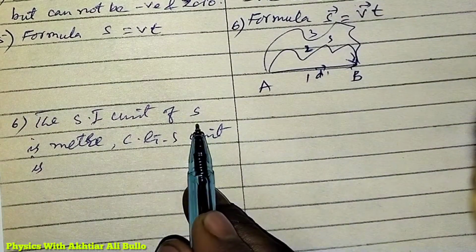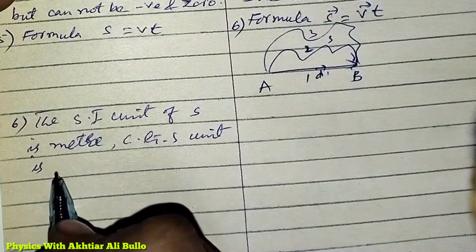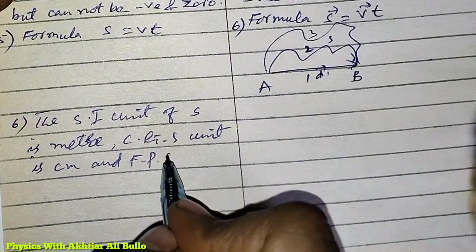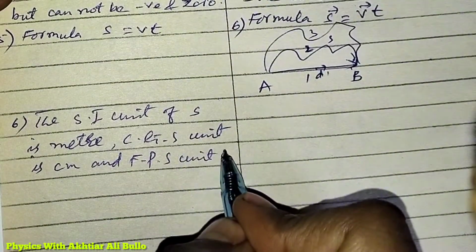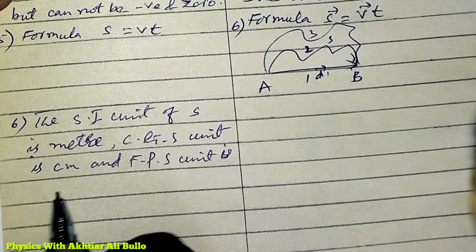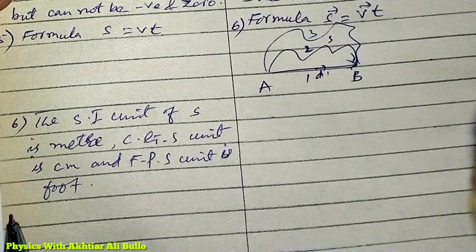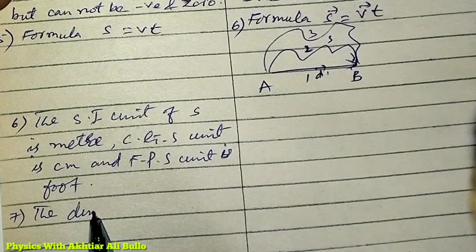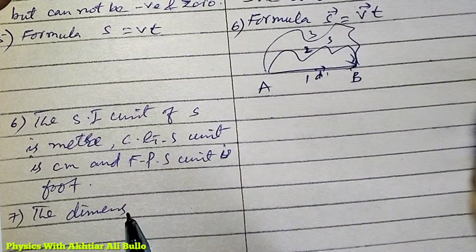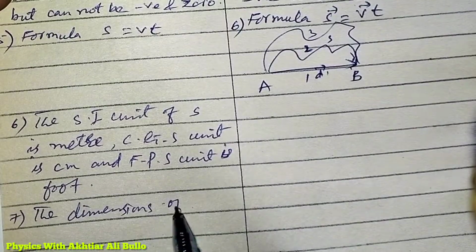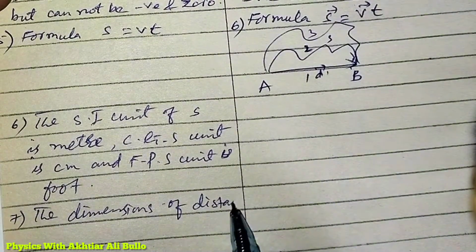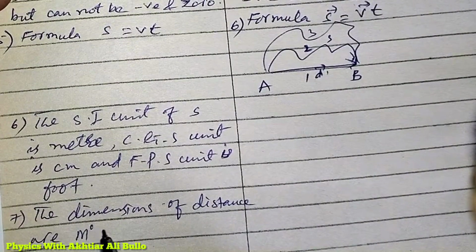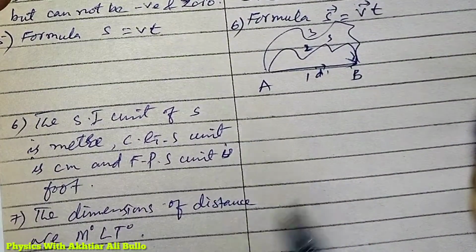The SI unit of distance is meter, CGS unit is centimeter, and FPS unit is foot. The dimensions of distance are M naught L T naught.